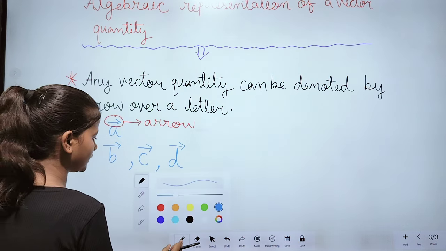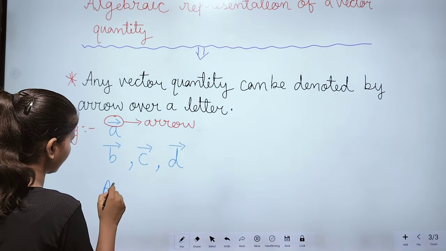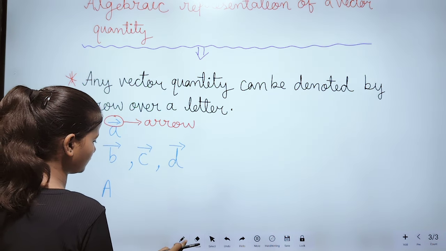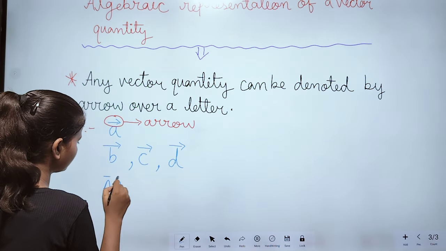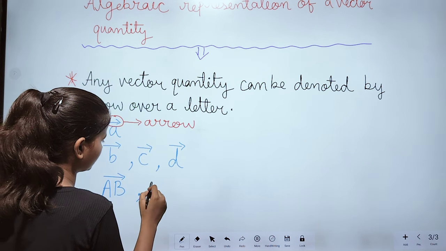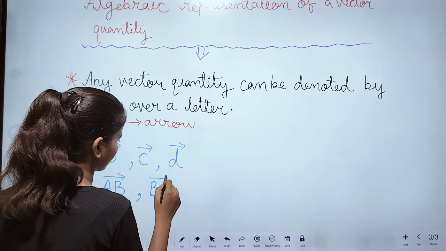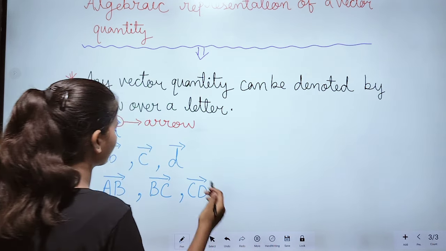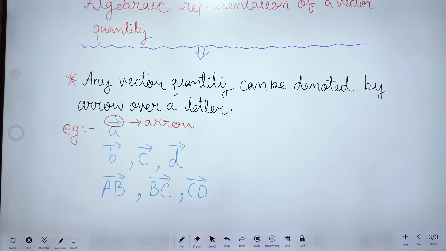Or you can also write like this: AB vector, BC vector, CD vector. Okay. Many examples of this. Okay, so I hope you understand this first one, that any vector quantity can be denoted by an arrow over a letter.